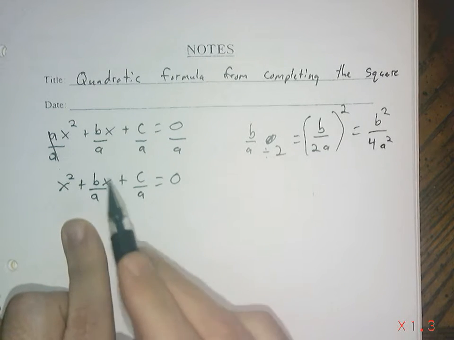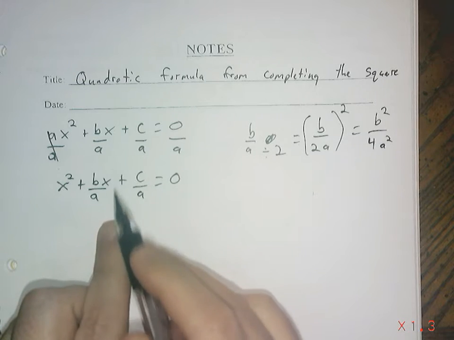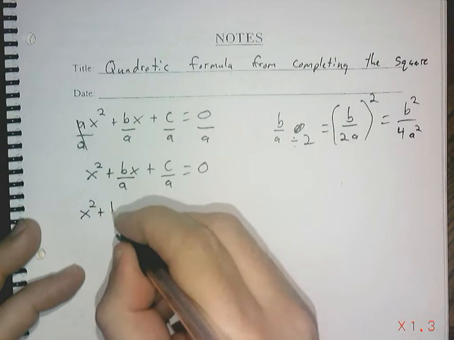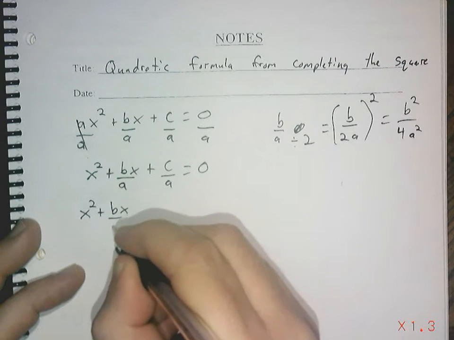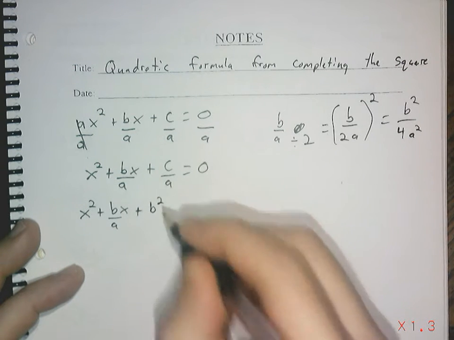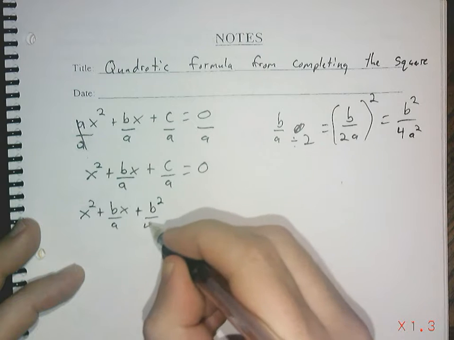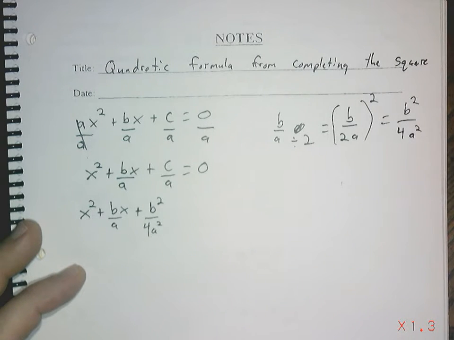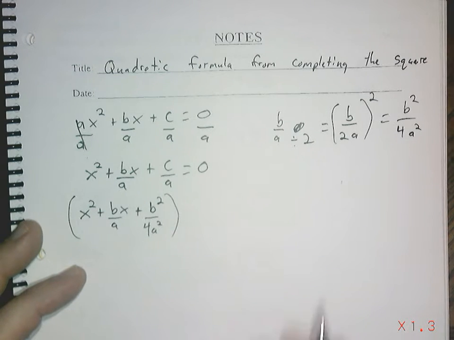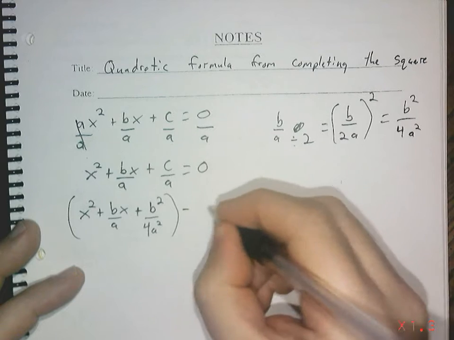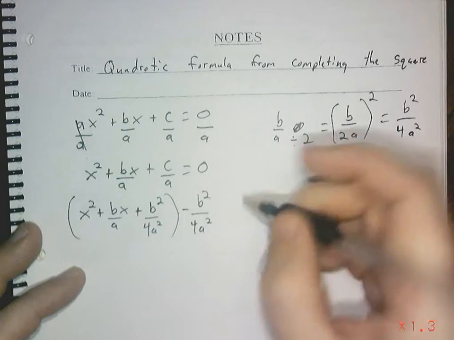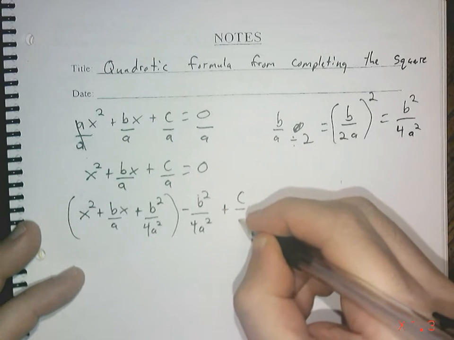Then I'm going to plug this into my equation to get the complete the square term here. So I would get x squared plus bx over a, and then plus b squared over 4a squared. And then I'd put those in parentheses, because that's what I'm going to factor. But since I added that, I also have to subtract b squared over 4a squared. And then I still have this plus c over a.